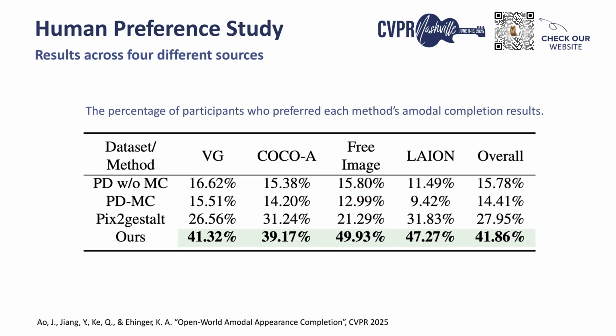The results of human preference studies demonstrate the effectiveness of our approach. As shown in the table, our method achieved the highest overall performance across the entire evaluation dataset. Across all four sources, our approach consistently ranked first, demonstrating the robustness in handling diverse occlusions across open-world scenarios.